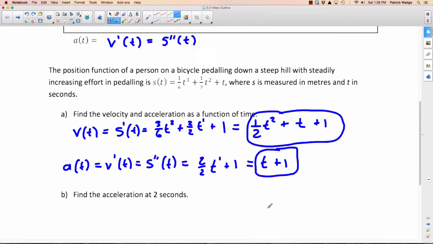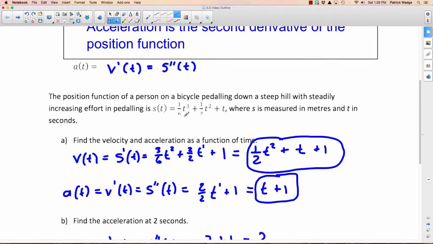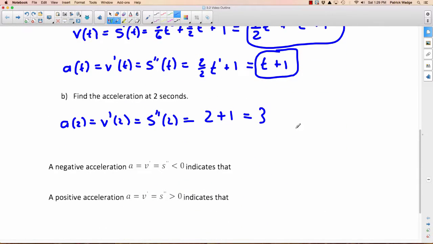So find the acceleration at 2 seconds. Well, what we want to find then is a of 2, which is the same as v prime of 2, or the same as s double prime of 2, which means it's equal to 2 plus 1. Just plug 2 in right there, you get 3. 3 what? Well, I think we're talking about meters and seconds here, aren't we? Meters, seconds, yes. So this would be meters per second squared.